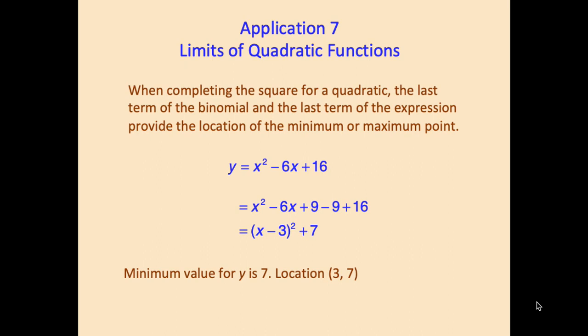Now, the reason for this is that the minimum value of x minus 3 squared is 0 because it's squared. If x minus 3 was negative, then squaring it would become positive. So once we've completed the square, we can obtain the minimum point, in this case minimum, just by looking at the last term of the binomial and the last term of the expression.